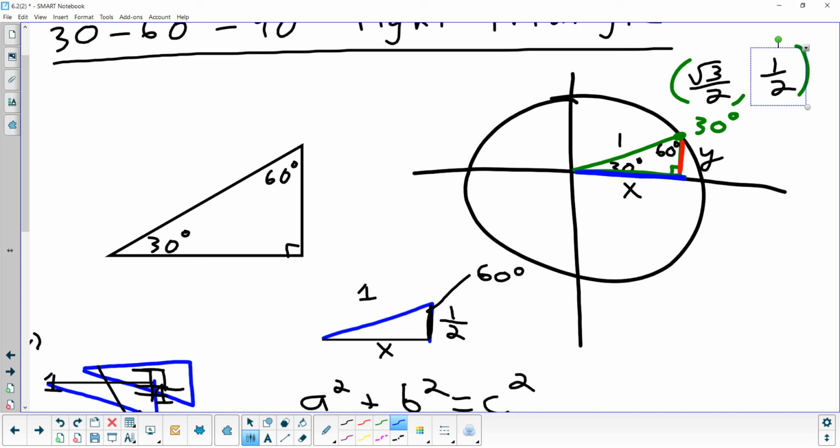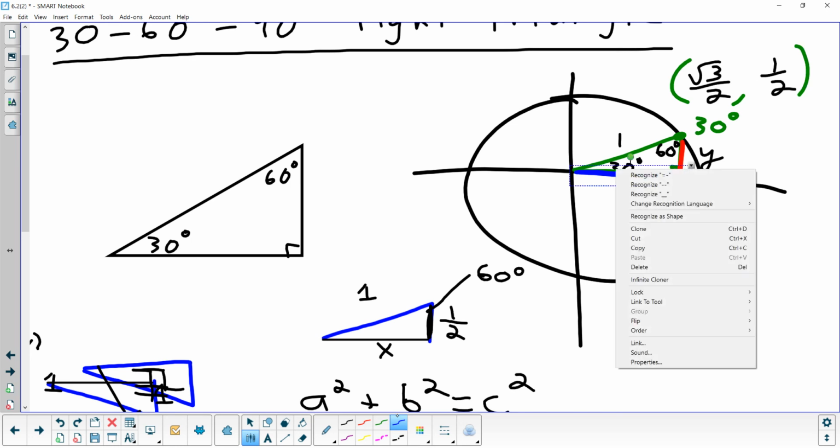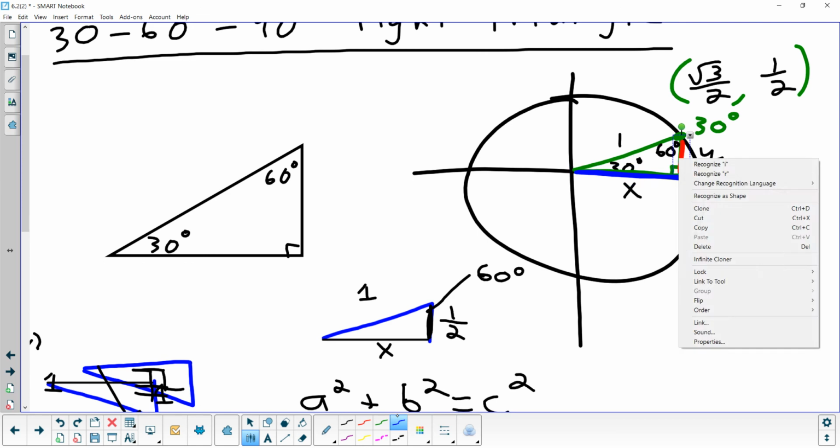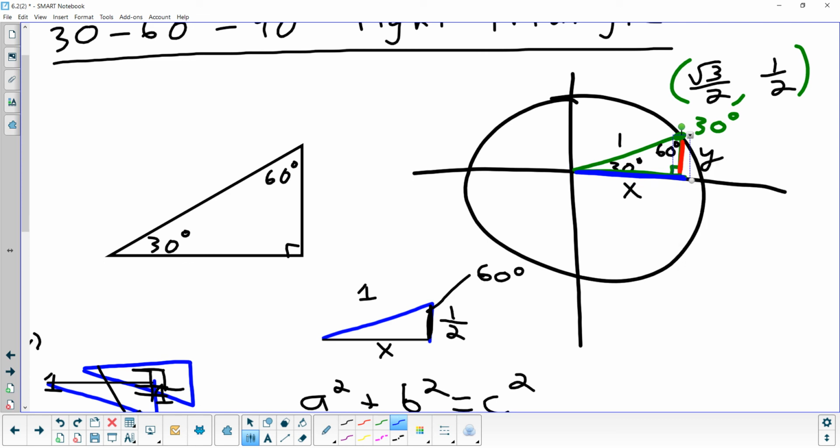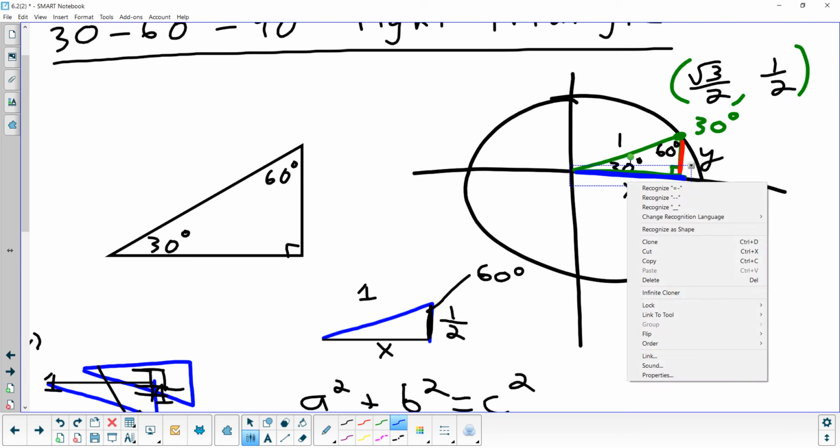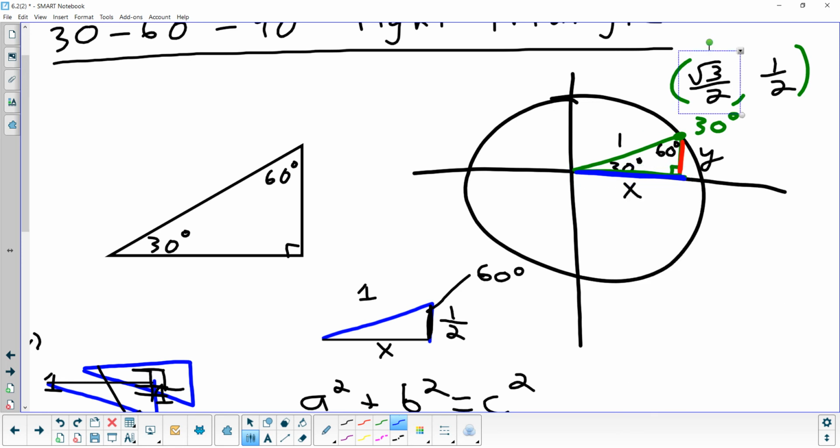Okay, so 30 is the smaller angle. It goes across from the smaller side, which is always a half. 60 is the bigger angle. It goes across from the bigger side. And the bigger side is always root 3 over 2. If you can remember those two numbers, when we do the 60, it's going to be almost the same thing. We don't have to really go through all this work again.